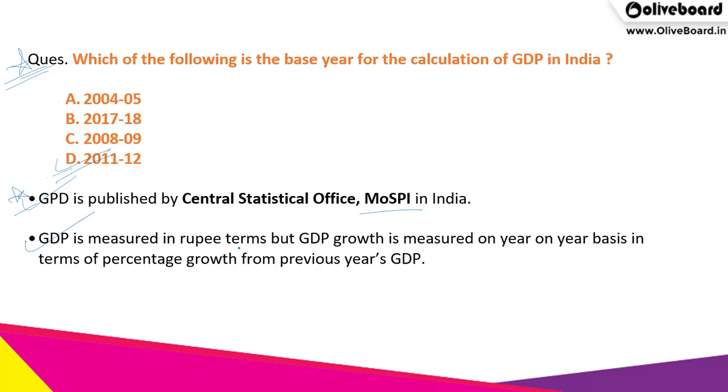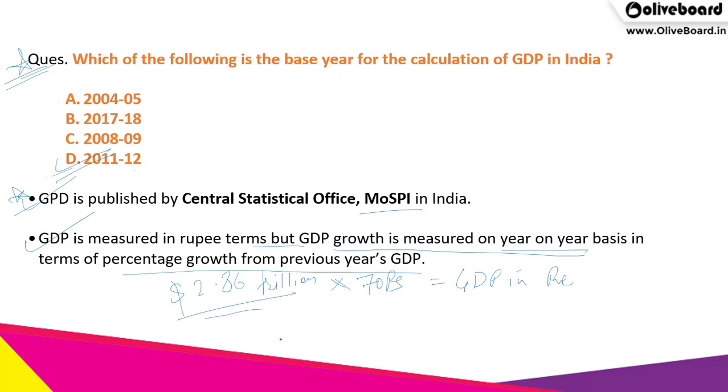Now GDP is measured in rupee terms, but GDP growth is measured on a year-on-year basis in terms of percentage growth. For India, we also have GDP in USD terms on a global level. Obviously, if we are speaking on a global forum, we have to express our GDP in US dollars. So 2.86 trillion approximately is the value. Now if you multiply it by say 70 rupees, you will get the GDP of the country in rupee terms.